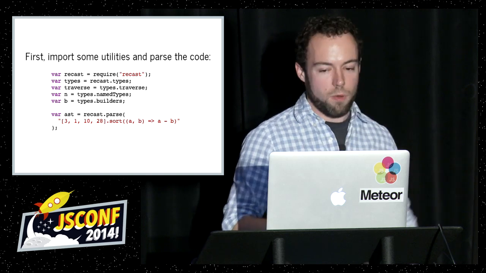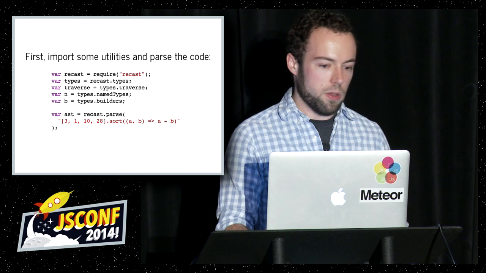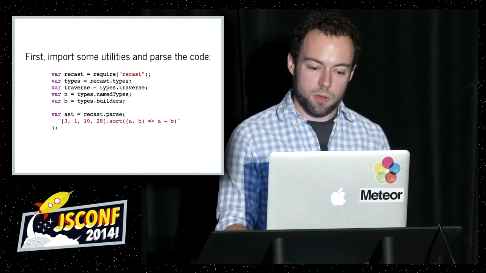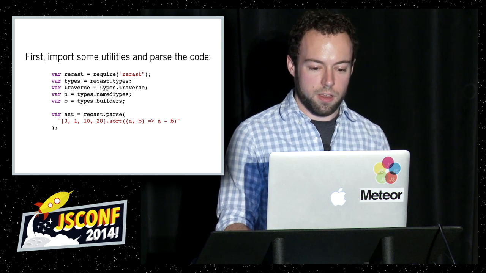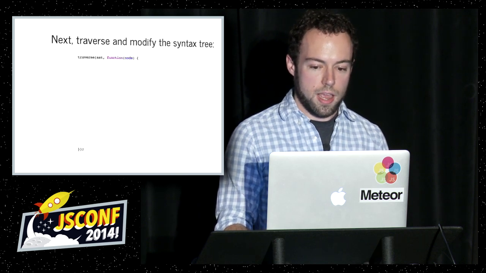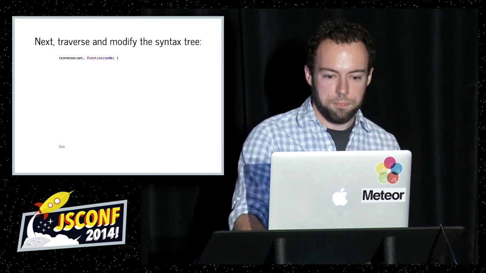It has some utilities for traversing what are called abstract syntax trees, which are these sort of object graph representations of your code, and ways of telling what type of node you're looking at, and also ways of building up new kinds of nodes. So you call recast.parse with a string of code that gives you back this tree, and then you need to modify the tree.